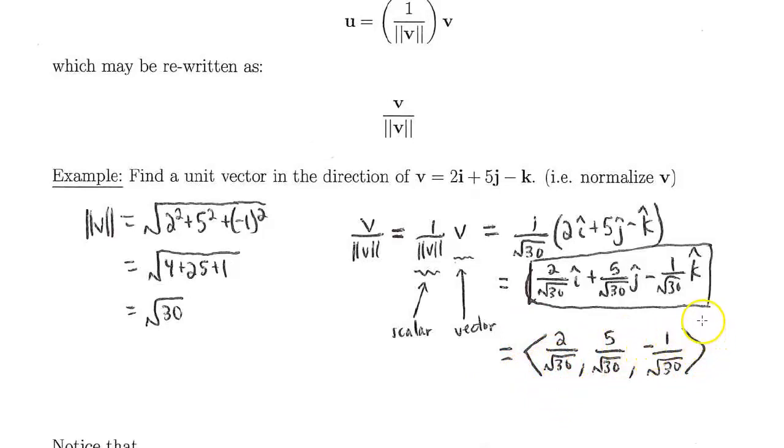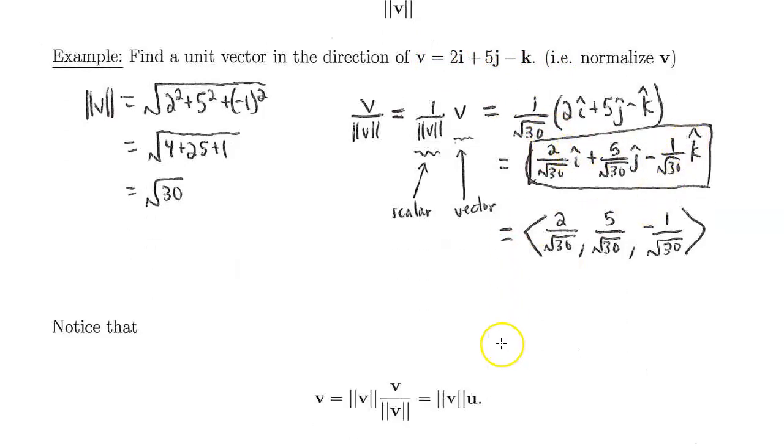So this vector has the same direction as the original one, but it's not as long. The square root of 30 is what, like 5 point something? It's somewhere between 5 and 6. So these two vectors, they're the same direction, only this one is like 5 or 6 times as long. It's the square root of 30 times as long as this one. But they're facing the same direction.